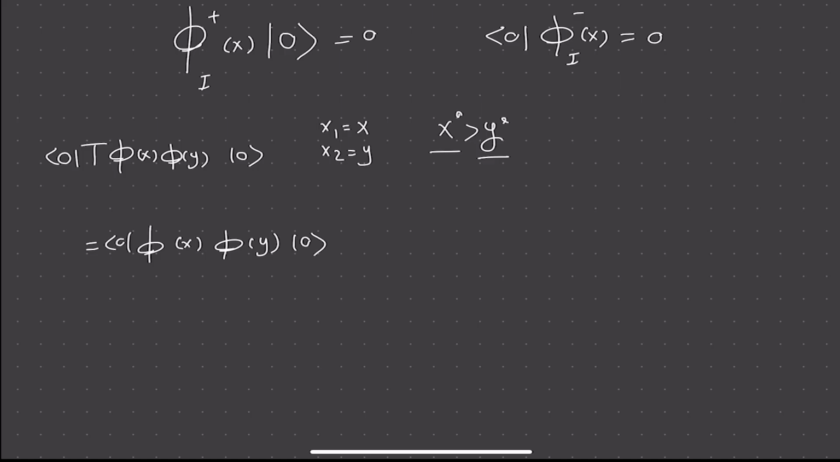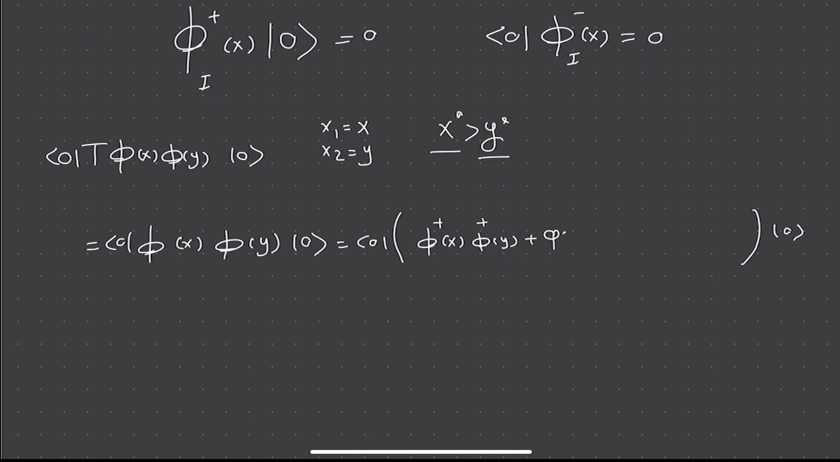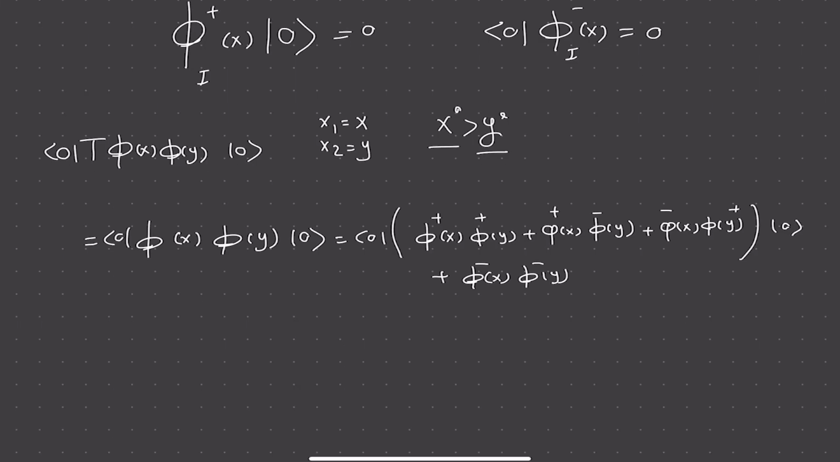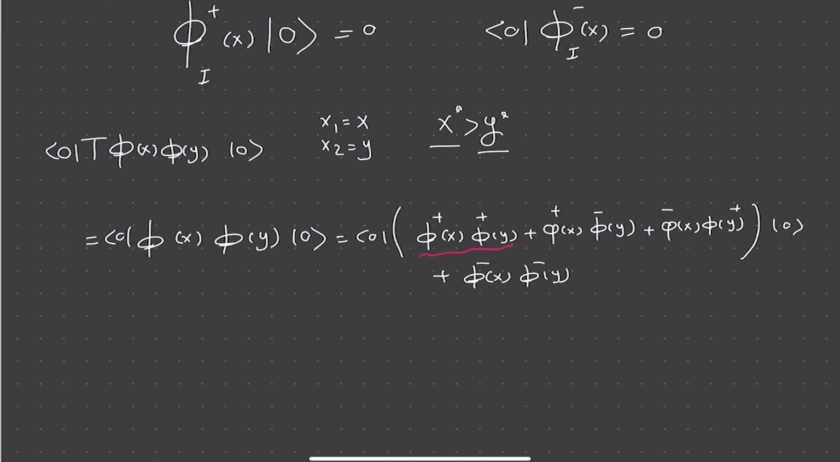Let's decompose these two fields into the positive and negative frequency. We put two vacuums on the two sides, and then inside we have phi x positive, phi y positive, plus phi x positive, phi y negative, plus phi x negative, phi y positive, plus phi x negative, phi y negative. The point of this is that all of these expectation values that have a positive on the right side and a negative on the left side are going to be 0, including the first one, this one, and this one.